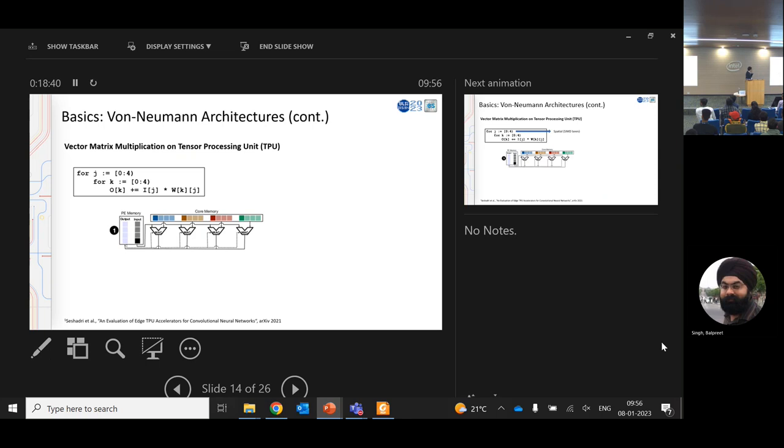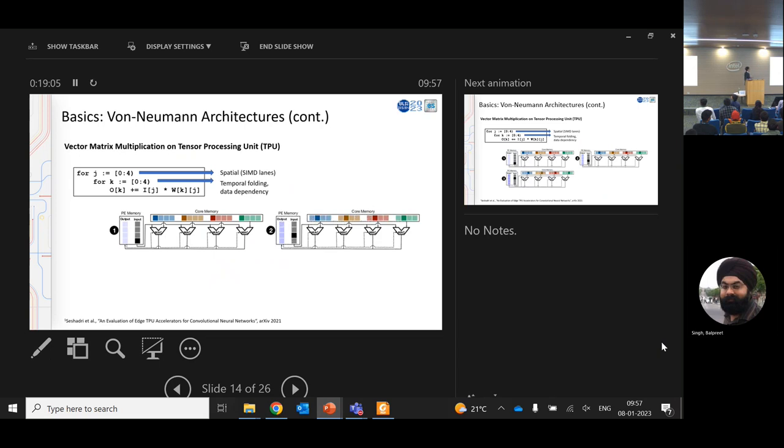And then essentially what you have to do is your matrix multiplication on this kind of tensor processing unit. So you have these two for loops for your multiply accumulate operation. If you go through these operations, what is going to happen is you have spatial SIMD lanes on the J for loop, and temporal folding in the data dependency on the K for loop, or visually it looks like this.